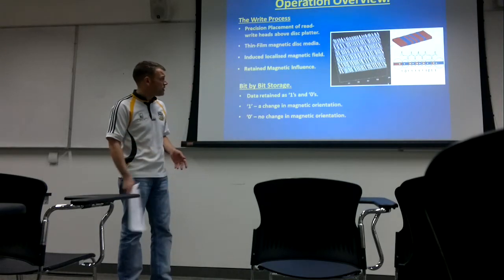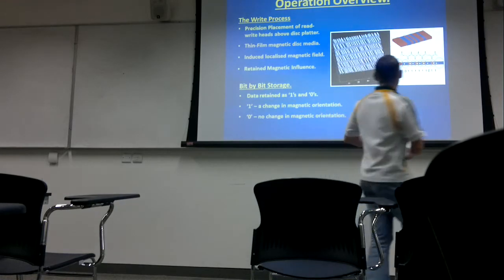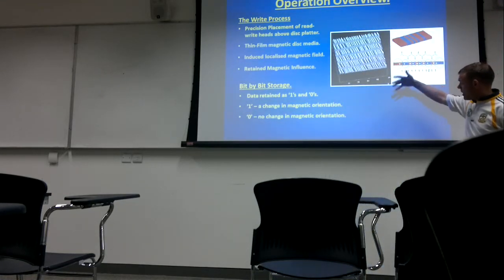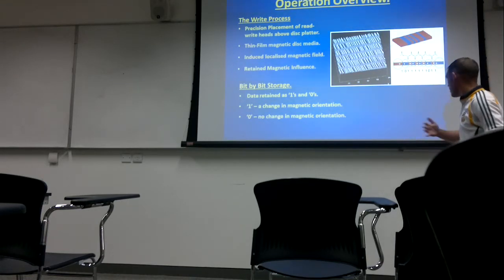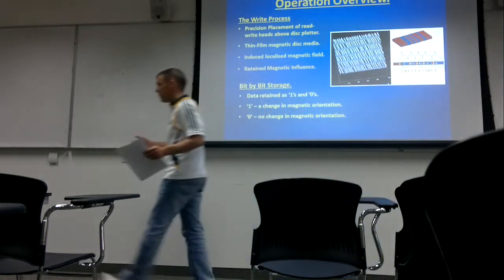Data is stored in bits, ones and zeros. A one is stored in terms of a magnetic orientation change between one local area on the hard disk and the next local area on the hard disk. A zero is recorded in terms of no change in the magnetic orientation between one local area and the next local area.